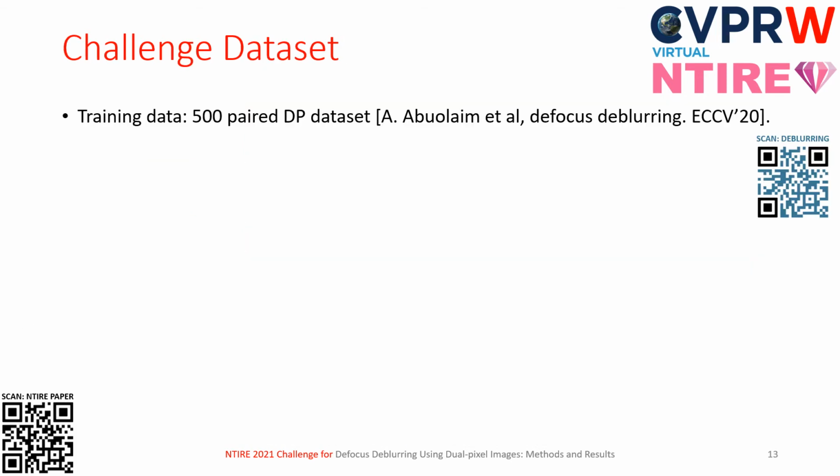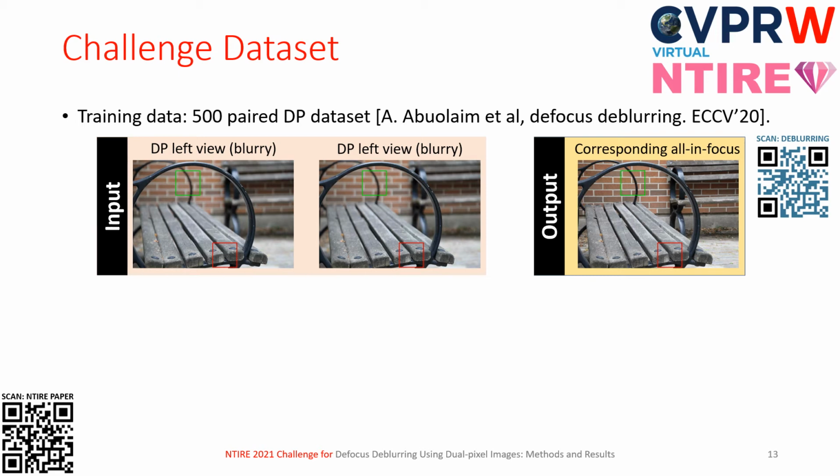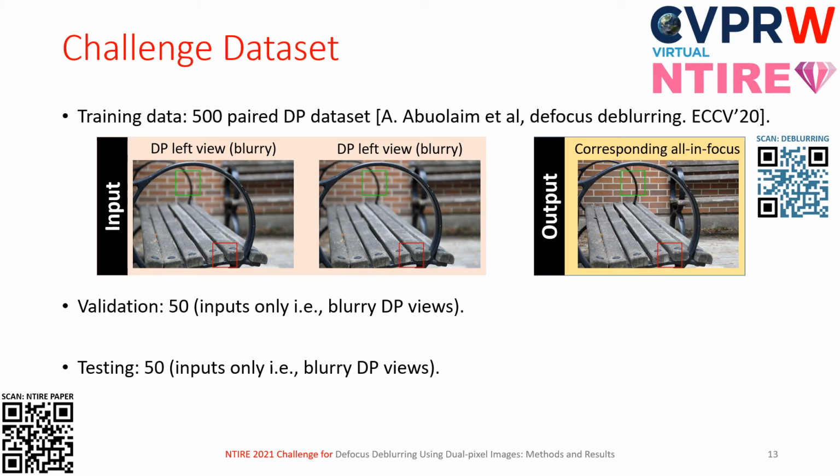The training data used for this challenge is the 500 paired images from our ECCV 2020 DP dataset. This data has input DP views of a blurry image with its corresponding all-in-focus image. For the validation data, we captured 50 more pairs and only inputs were given to the participants. The same holds for the testing set as well.